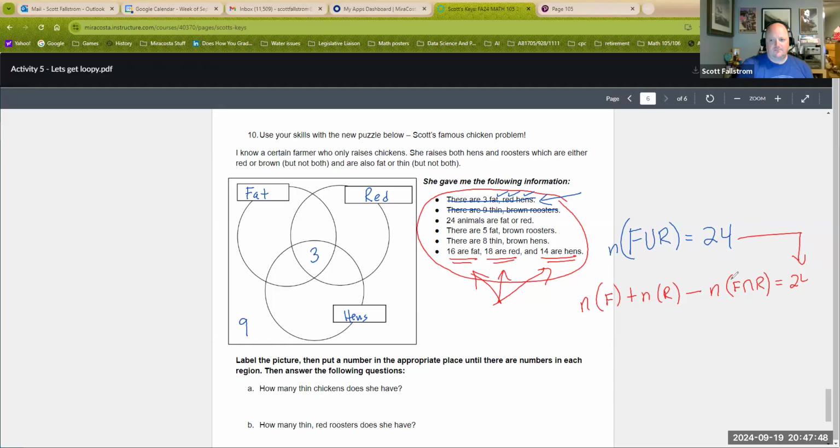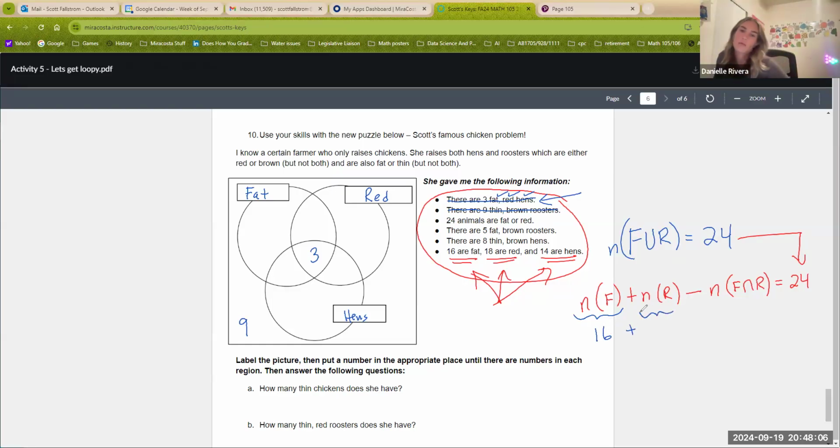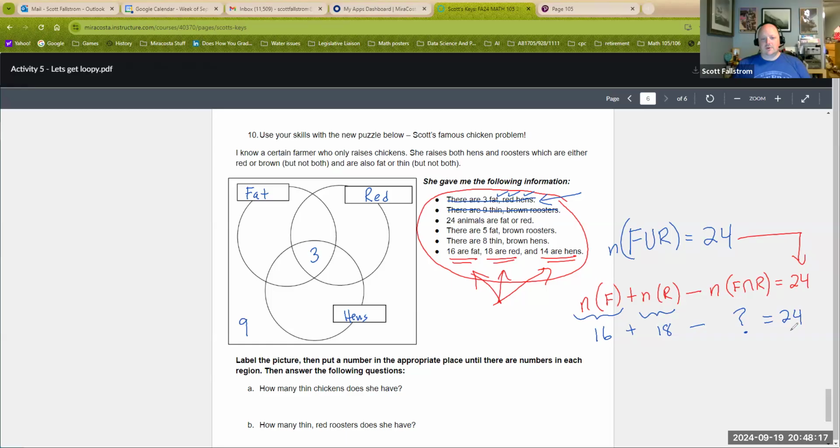All right, so do you know how many fat chickens there were? I know there are 16. 16 fat ones? Okay. And then there are 18 red. Minus, I'm going to make it a big question mark because I don't know that number. But we got to end up with 24. I'm going to pause for a second, make sure I'm not going too fast. Does that kind of make sense? All I'm doing is putting in the pieces I know, and I'll just put a question mark if I don't know something.